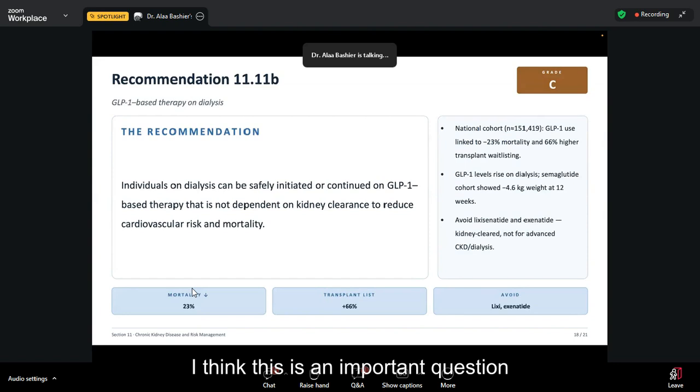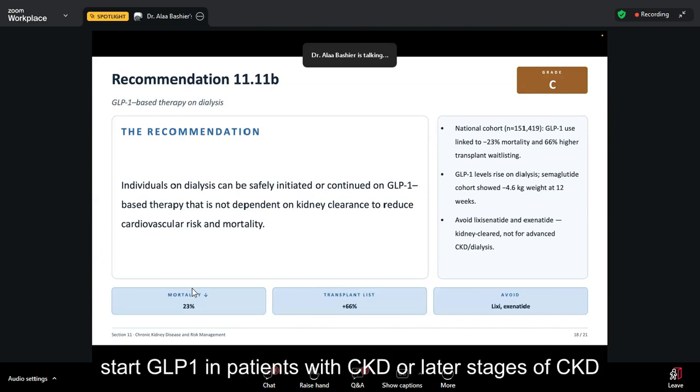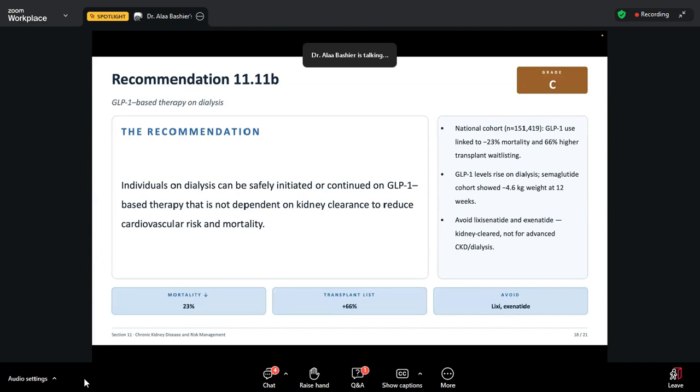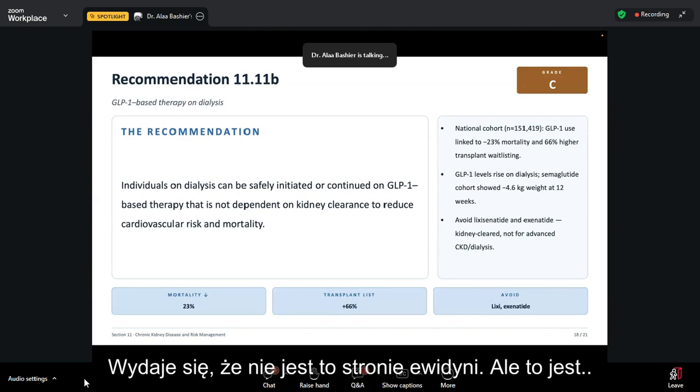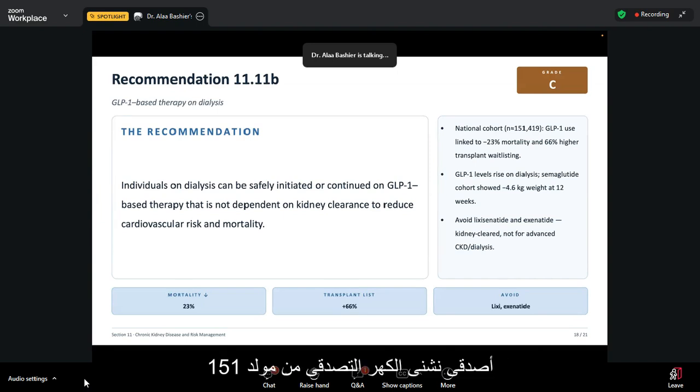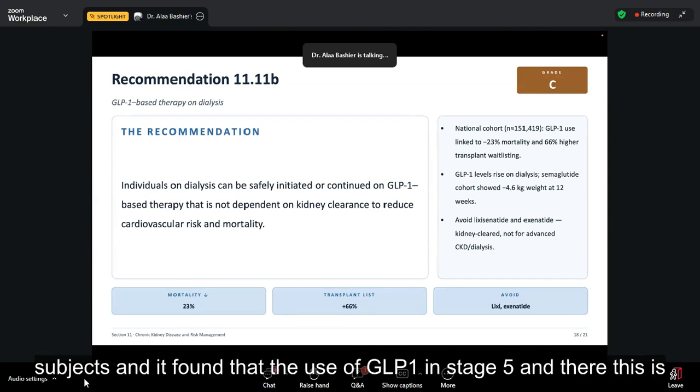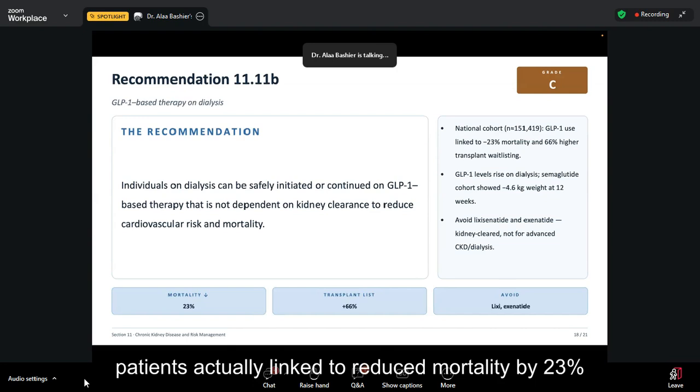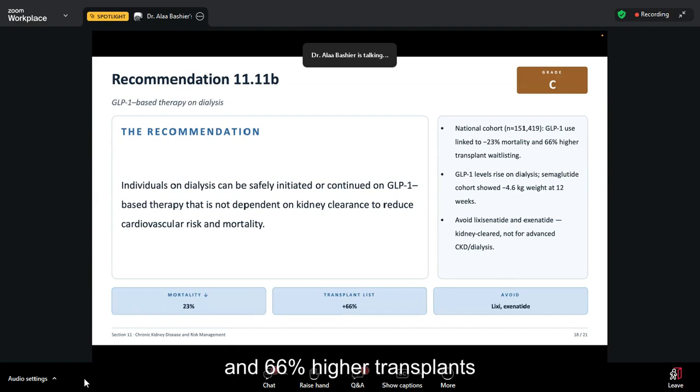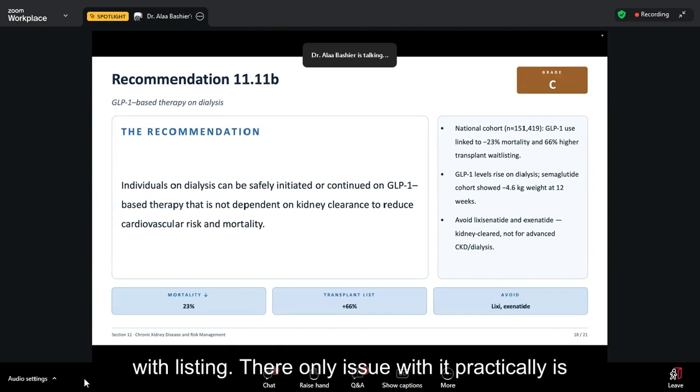So the GLP-1, I think this is an important question. Usually we're asked, is it safe to start GLP-1 in patients with CKD or later stages of CKD? There is no actually strong evidence for that, but there is a national cohort study of more than 151 subjects, and it found that the use of GLP-1 in stage 5 and dialysis patients was actually linked to reduced mortality by 23% and 66% higher transplant wait listing.